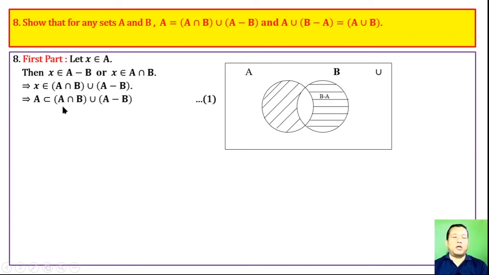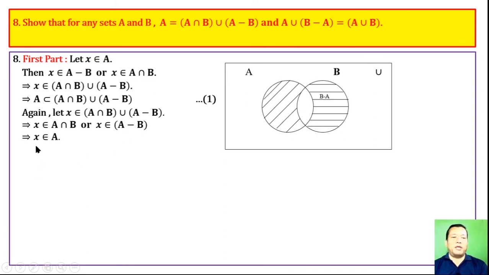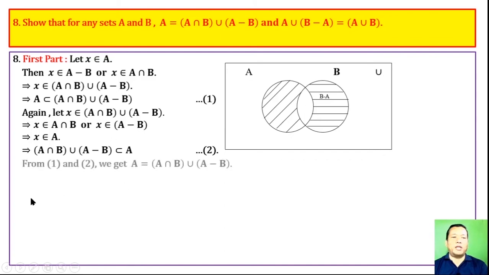Therefore, A is a subset of (A intersection B) union (A minus B), Roman number 1. Again, let X belong to (A intersection B) union (A minus B). This gives X is in A intersection B or X is in A minus B. It implies X belongs to A. In either case, X belongs to A. This shows that (A intersection B) union (A minus B) is a subset of A. Combining 1 and 2, we get A equal to (A intersection B) union (A minus B). Second part.